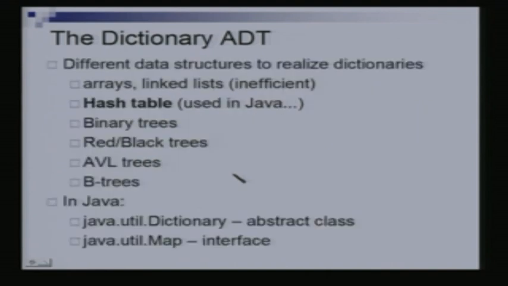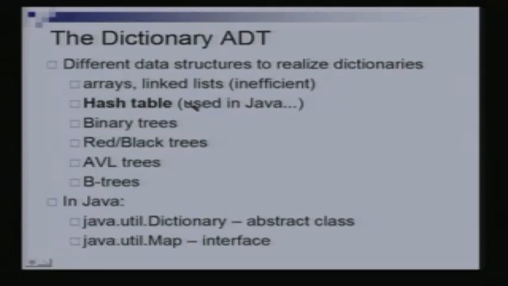Okay, how can a dictionary be implemented? So this is the abstract data type, and what we are going to do in the next few lectures is talk about how this particular abstract data type can be implemented. We are actually going to see many different ways of implementing it. You already have seen some ways of implementing this abstract data type.